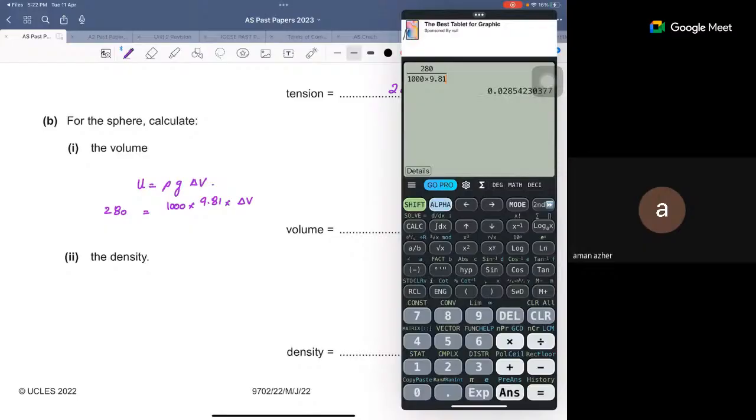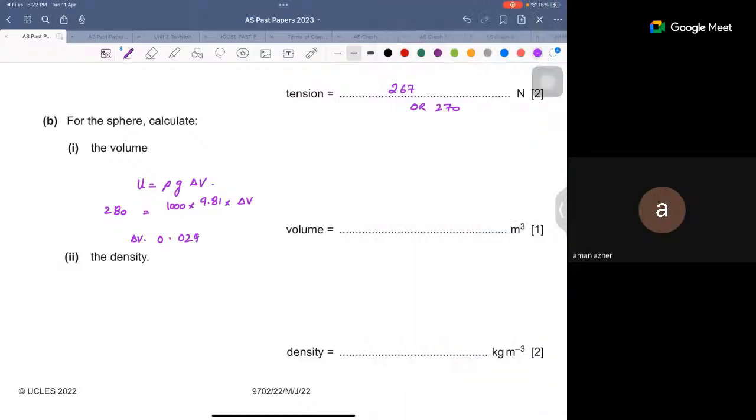Okay, that's it. So this is 0.029. Okay.